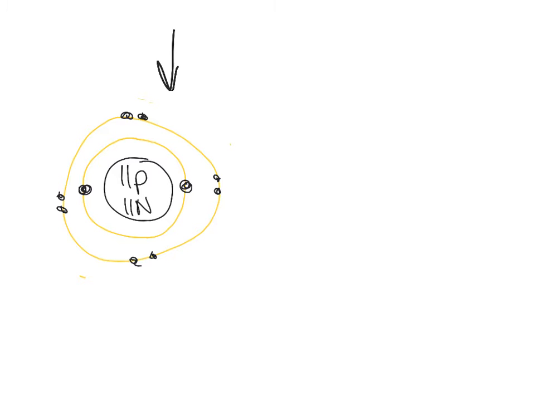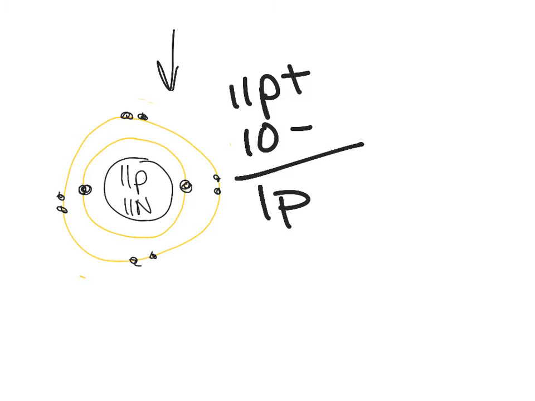But if I count up my electrons, take a quick count, I have 11 protons, 11 positive charges, but then I only have 10 negative charges. So what I end up with is 1 positive charge. That's why I become positive.